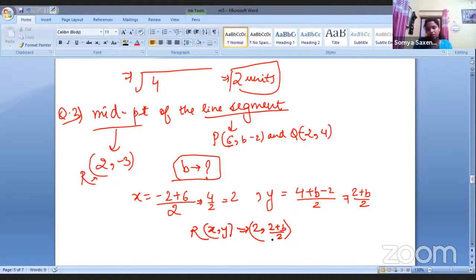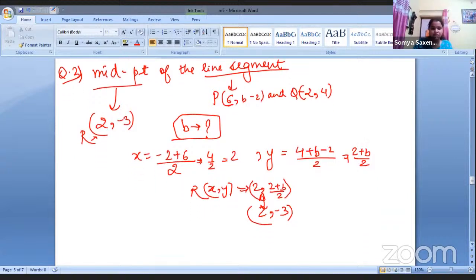But we're uncertain about this particular y coordinate because here we don't have the value of b. But in the question, help is given: it has already given what the midpoint is. So we know that this particular x coordinate, we have found exactly correct, because in the question it was also given. But what about this? If we have to find the value of b, simply equate this and this.